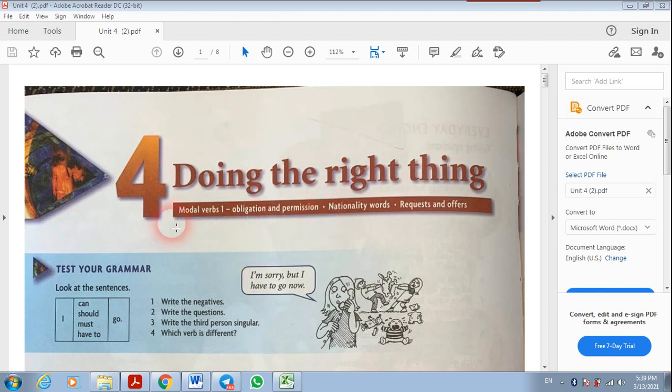First, let's read the topics. I'll remind you of the topics to be covered in this unit. We have the modal verbs that express obligation and permission. We have nationality words and requests and offers.